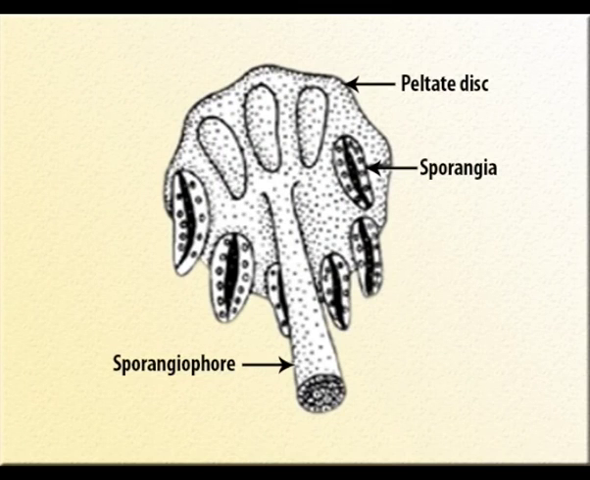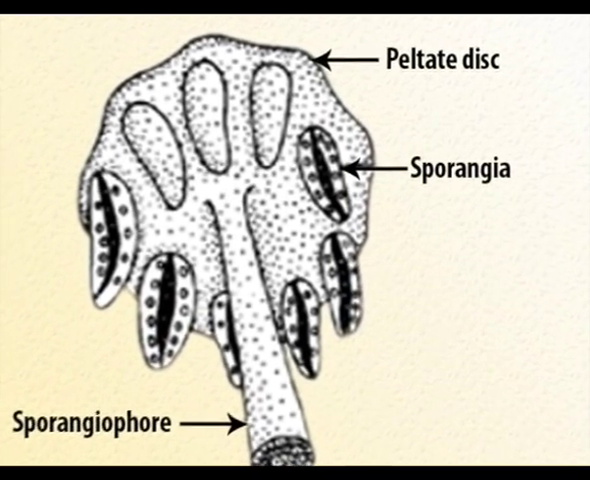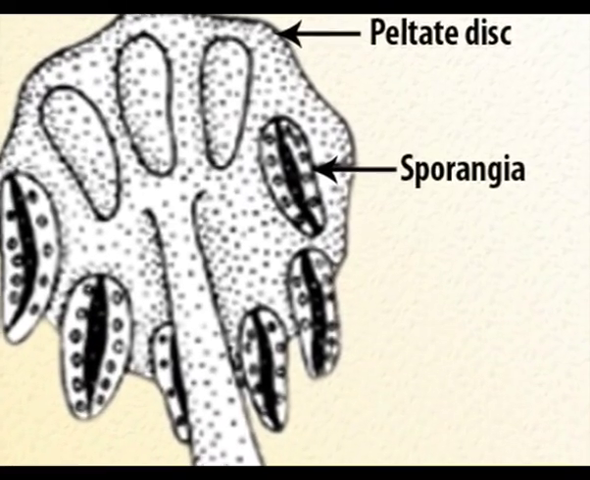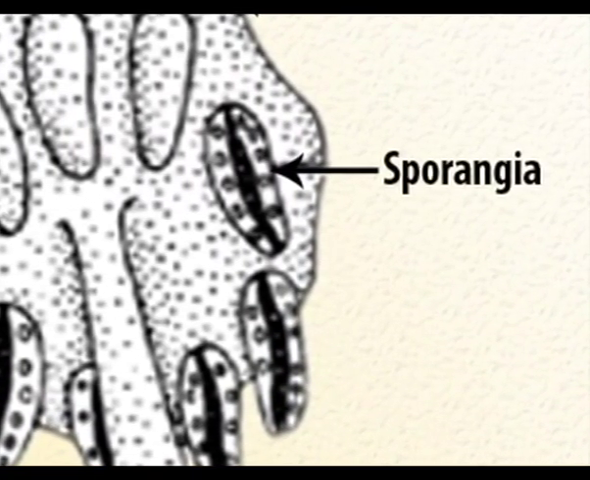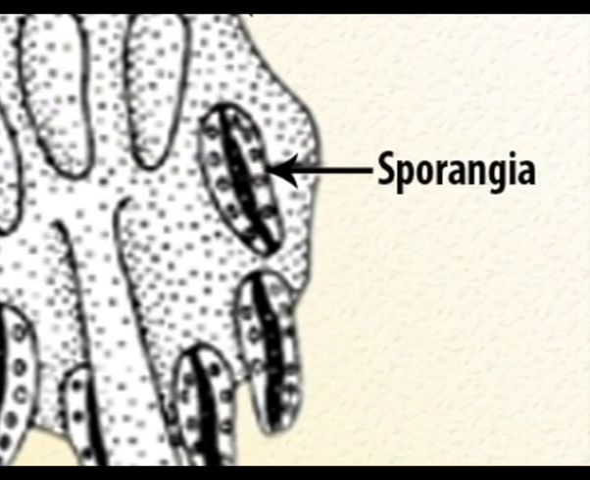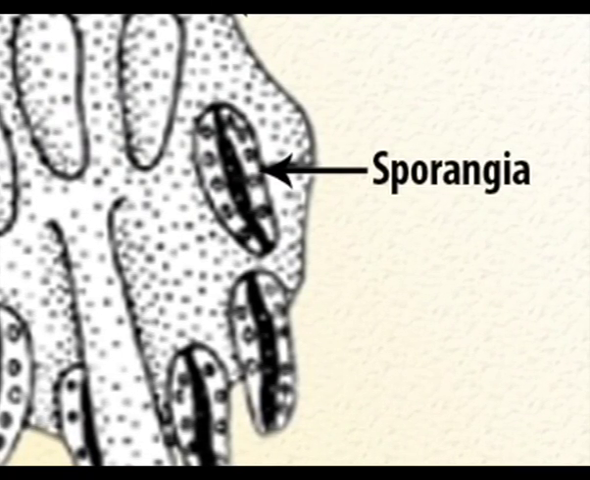Each sporangiophore is a stalked structure with a hexagonal peltate disc at its distal end. On the underside of the sporangiophore disc, 5 to 10 sac-like sporangia are borne near its periphery in a ring. The free rounded apices of sporangia face the strobilus axis.